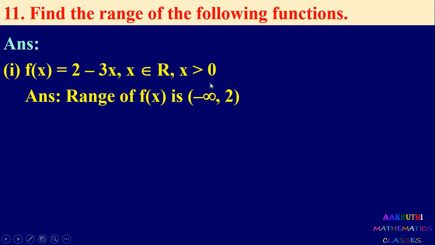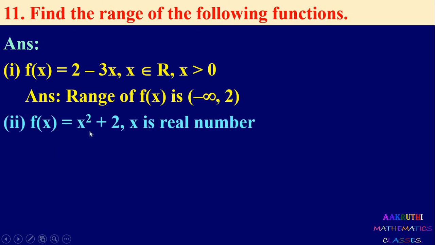When we substitute x values nearly equal to 0, we get f of x is nearly equal to 2. Since x value is greater than 0, x equal to 0 is not possible. So we will not get f of x equal to 2. So we get all the real numbers less than 2 only. So, we can write range of the function f of x is minus infinity to 2. So both are not included. Here range is all the real numbers less than 2.